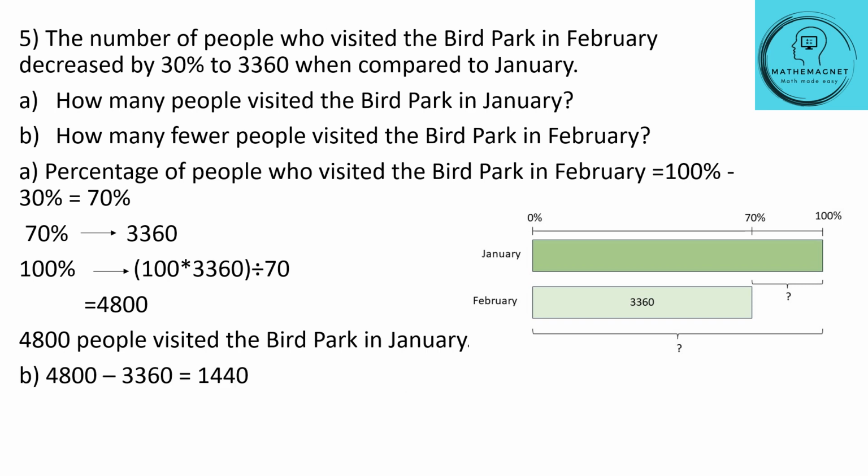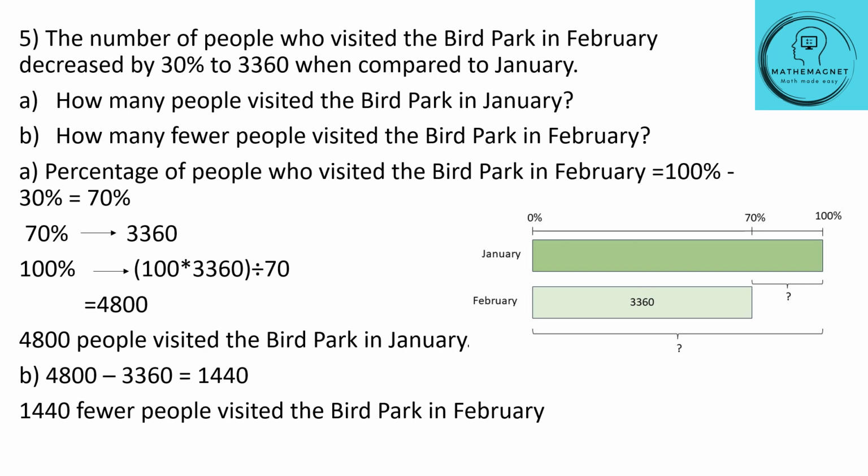Now for question B, you need to calculate the value for 30%. Or you can also simply subtract the number of people who visited in February from the number who visited in January, which is 4800 minus 3360, equal to 1440. So 1440 fewer people visited the park in February.